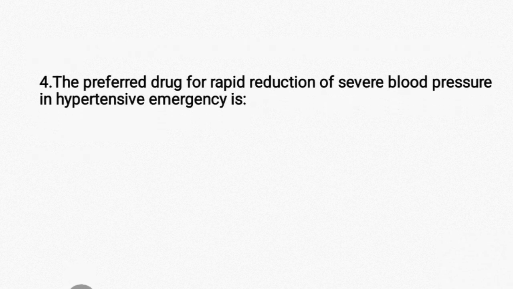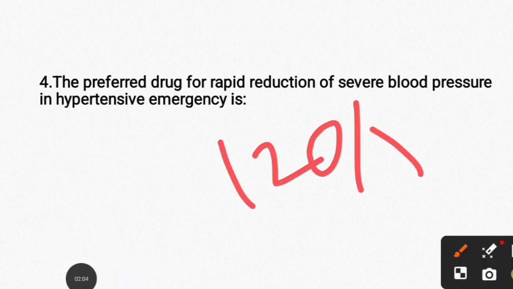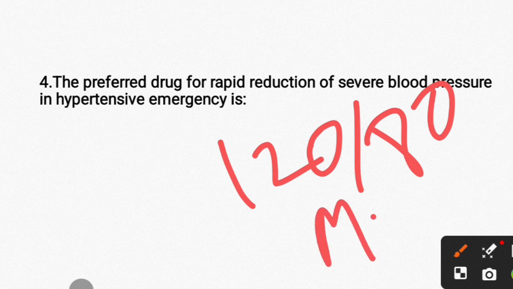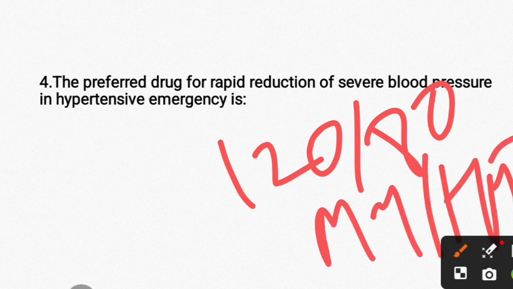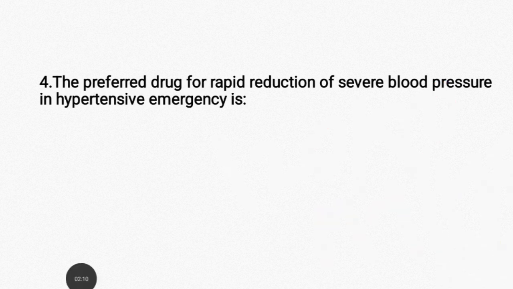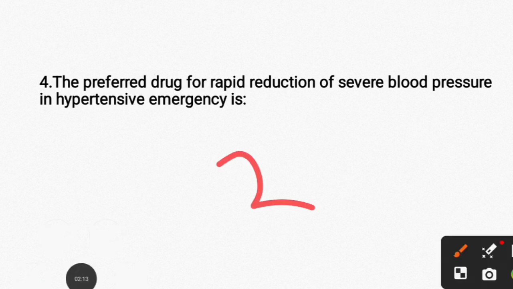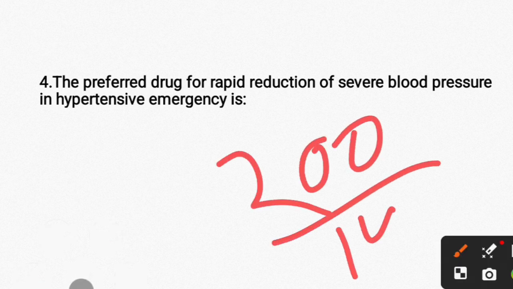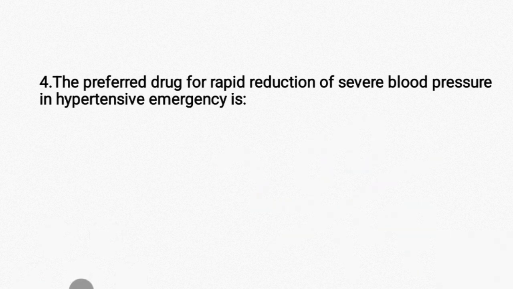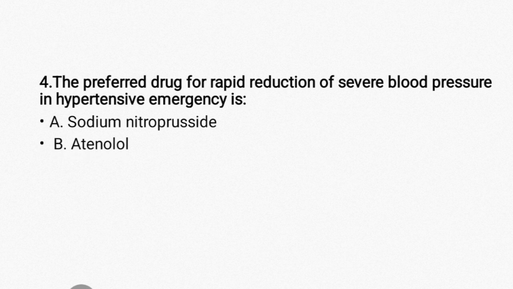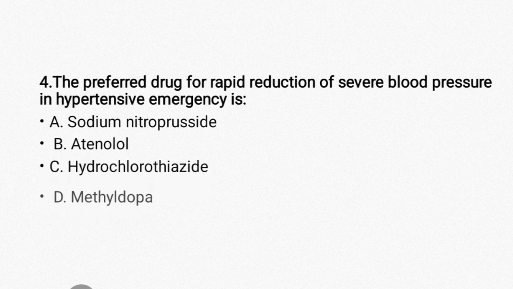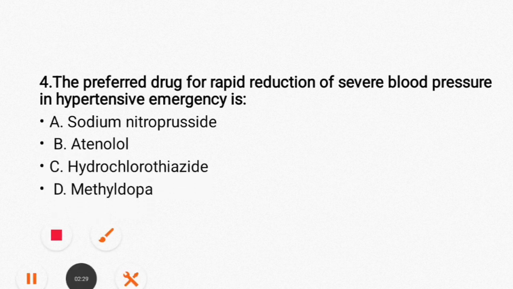Question number 4: the preferred drug for rapid reduction of severe blood pressure in hypertensive emergency. As you know, 120 by 80 mmHg is the normal blood pressure, and when the blood pressure crosses 200 by 140, it is considered a severe emergency case, and in that case we need some drug. Option A, sodium nitroprusside, option B, atenolol, option C, hydrochlorothiazide, and option D, methyldopa.